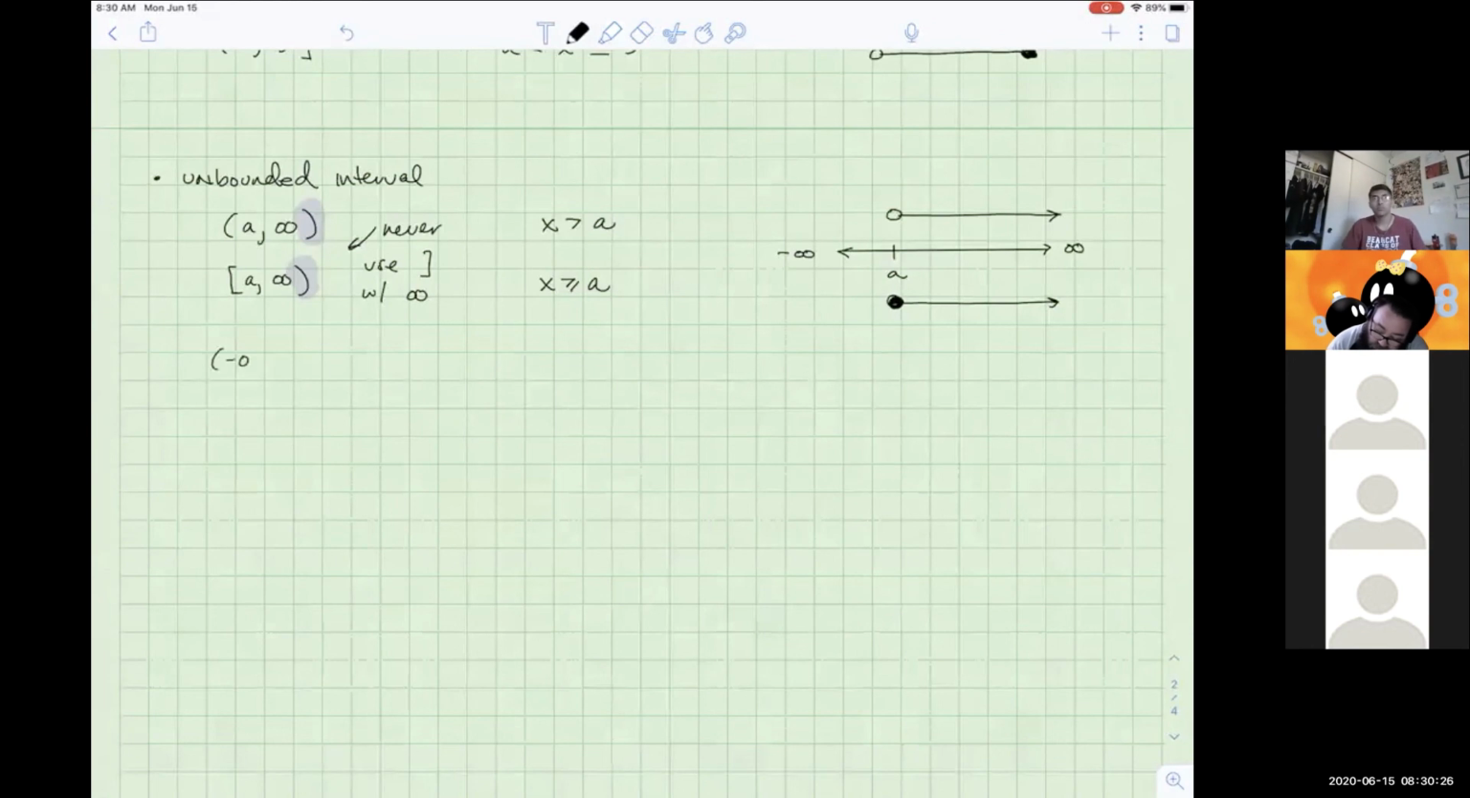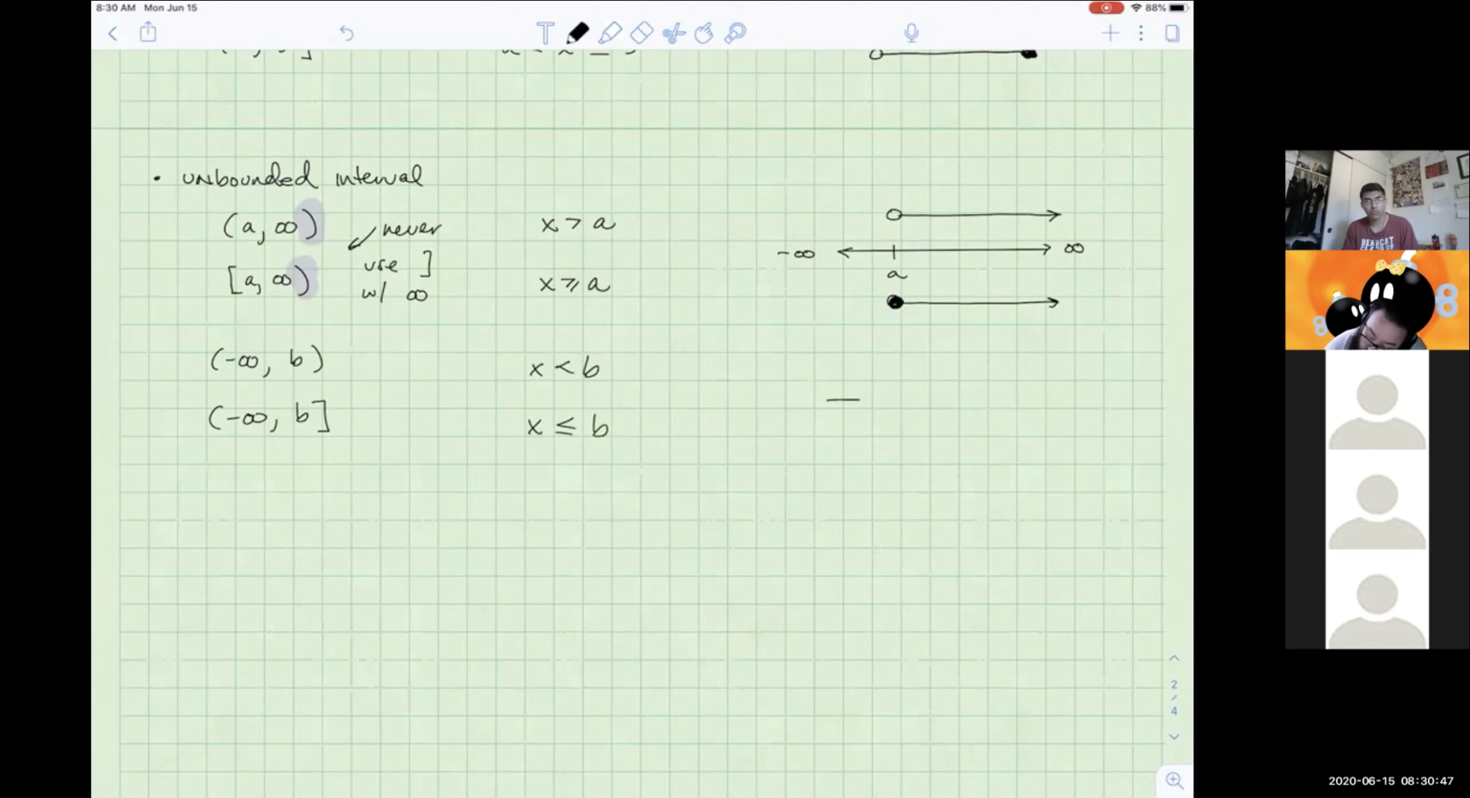Of course, this can go the other direction. We can have negative infinity up to B. We can also have negative infinity up to and including B. This would be X is less than B, and this is X is less than or equal to B.